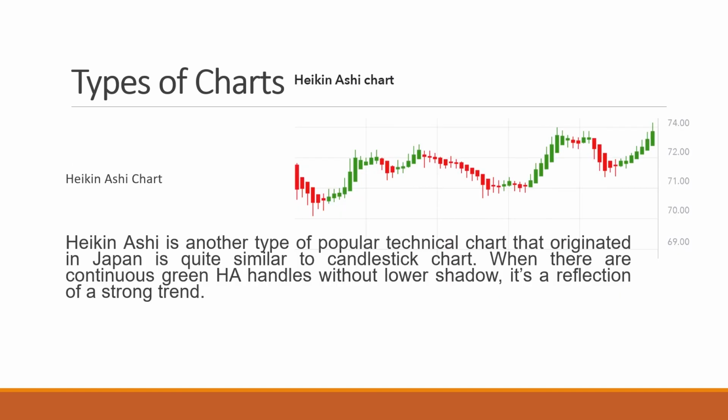Now let's talk about the Heikin-Ashi chart. Heikin-Ashi is another type of popular technical chart that originated in Japan, and it is quite similar to the candlestick chart. With this chart, you can visualize the uptrend or downtrend quite clearly. When there are continuous green Heikin-Ashi candles without lower shadows, it reflects a strong trend. On the other hand, when there are continuous red candles without upper shadows, it reflects a solid downtrend. As the Heikin-Ashi bars are averages, there is no exact open or close for a particular period.